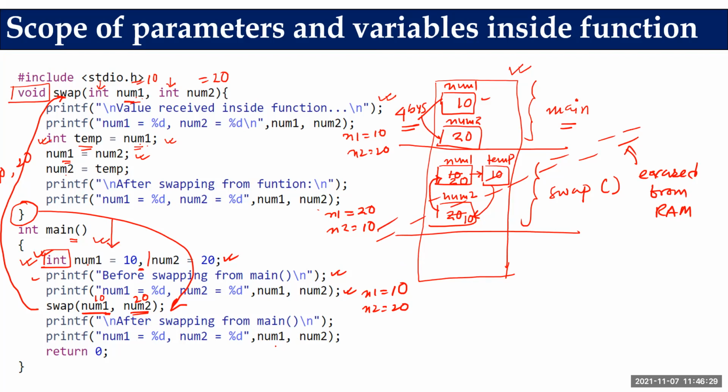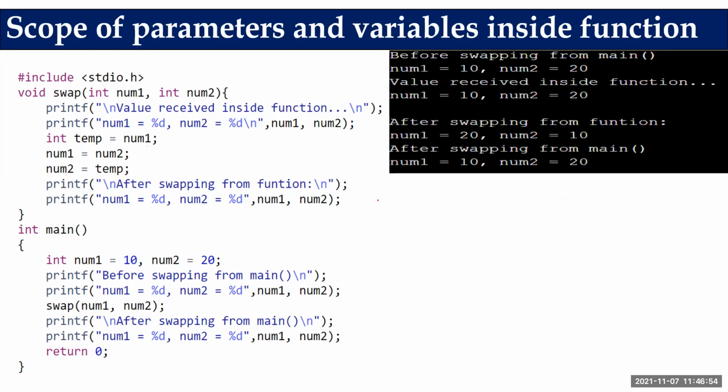So now I am printing the values of num1, num2 after the function call from the main method. So which one will it refer to? Local. So what is the value of num1 inside main? It still remains 10 and num2 still 20. So now see, swapping has been done within the body of the function only, but not outside of the function. Why? So this will be our output.